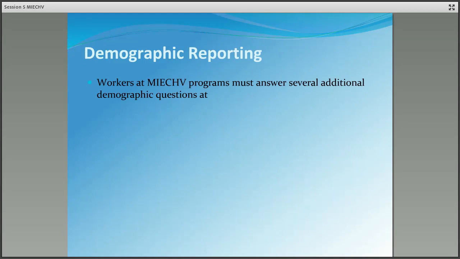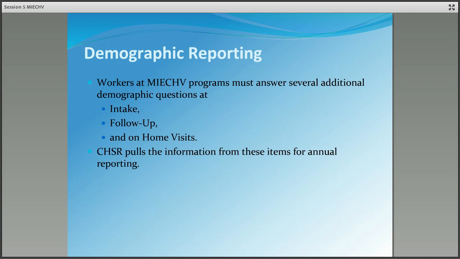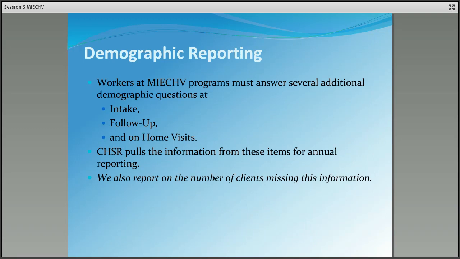Workers at MCV programs must answer several additional demographic questions, for example. We start with that at intake, follow-up, and on the home visit log. We'll go through these later, but then CHSR pulls the information from these items for annual reporting. We want to note that we also report on the number of clients who are missing this information or for whom these items are left blank. So it's very important to make sure that you understand that everything must be filled in to the best of your abilities.